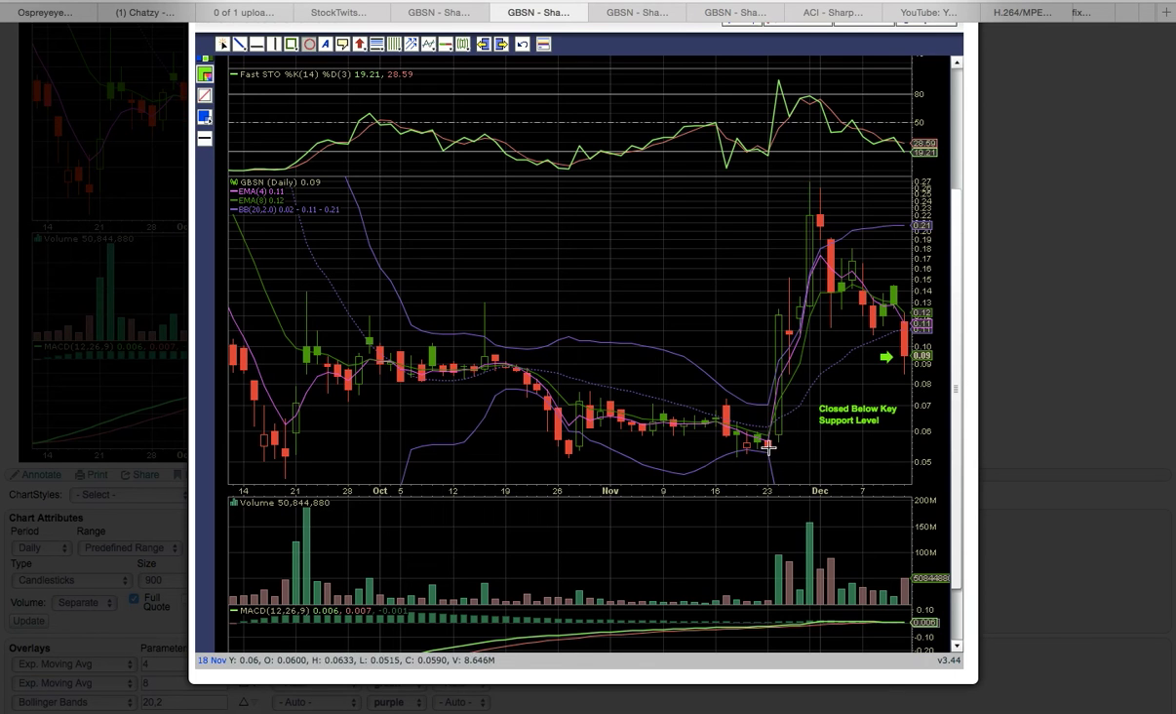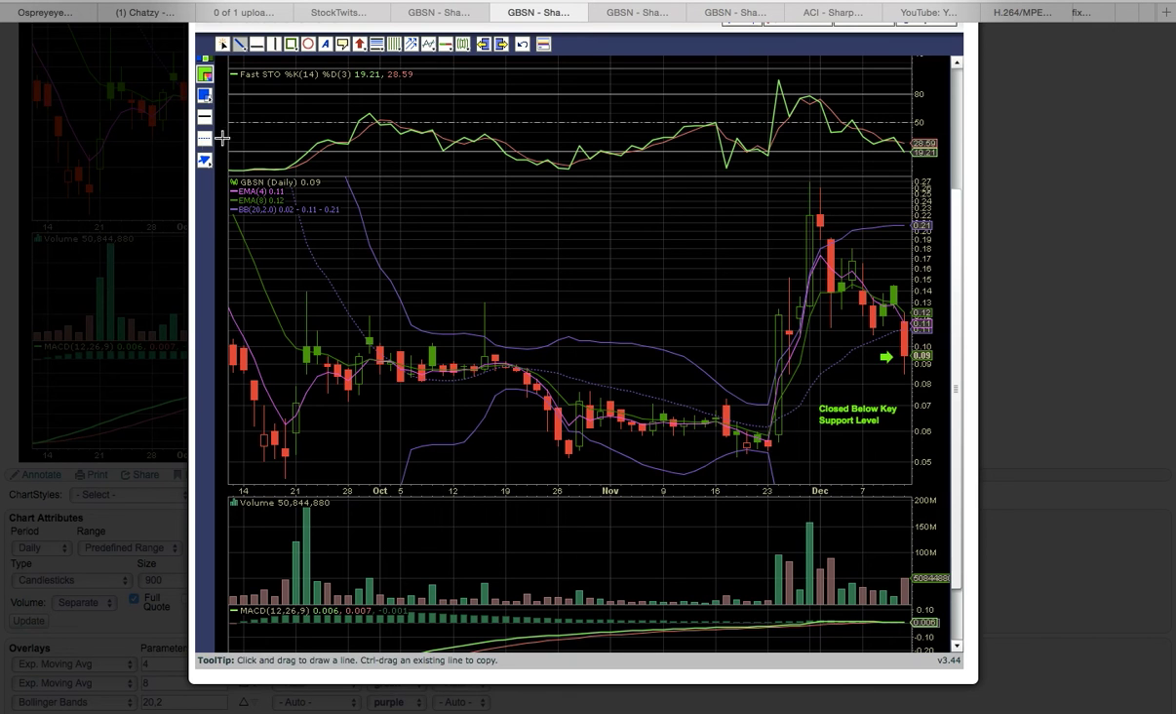there was a close above the middle Bollinger Band, and then the candles ran up, and then here there's a close below the middle Bollinger Band. And so when GBSN was uptrending, the candles were riding above that level, and now the candles have broken below that level. So that is signaling downside risk.